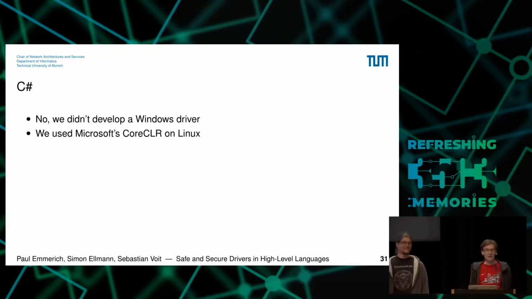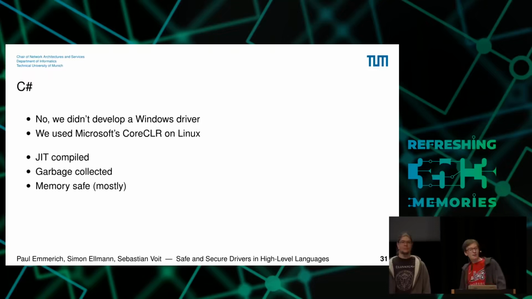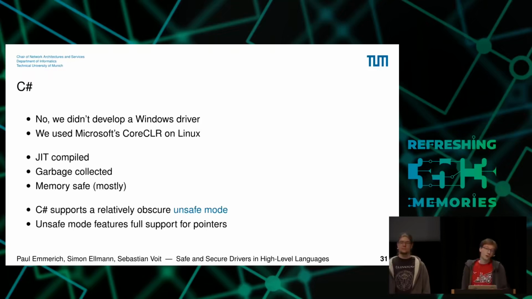And no, we didn't develop a driver for Windows. Microsoft's Core CLR is available on Linux and works really well. For those who don't know C#, C# is a just-in-time compiled, garbage-collected, memory-safe language, and it has a relatively obscure or rarely used unsafe mode, and unsafe mode features full support for pointers. So you can basically write code that looks like C, you just have to give the compiler a special flag to tell it, hey, I'm going to use unsafe stuff.